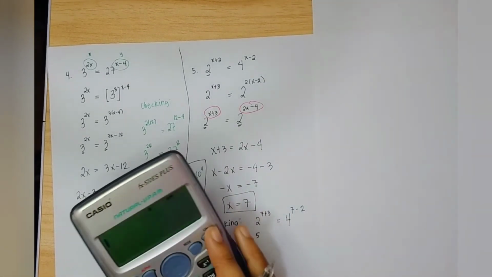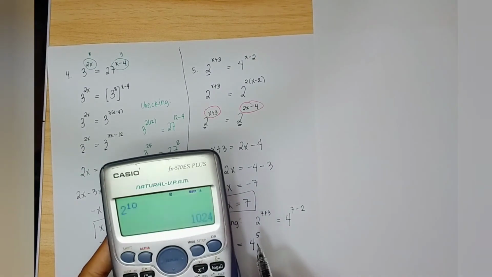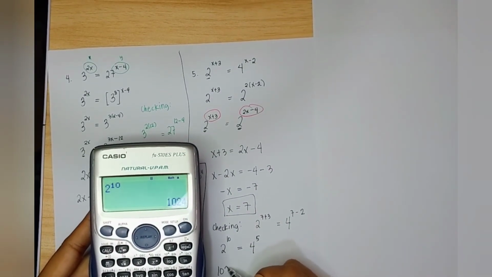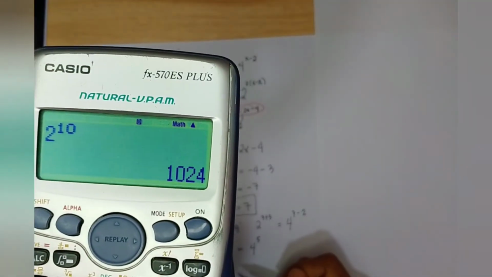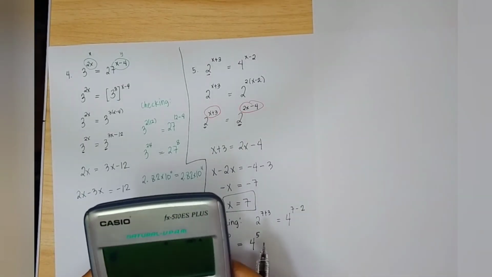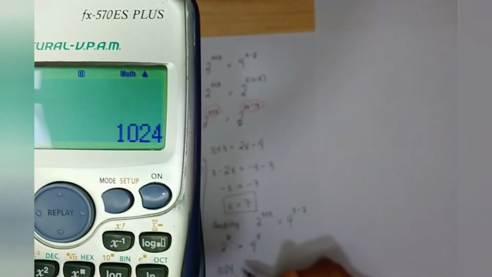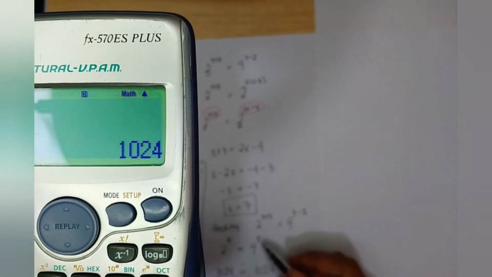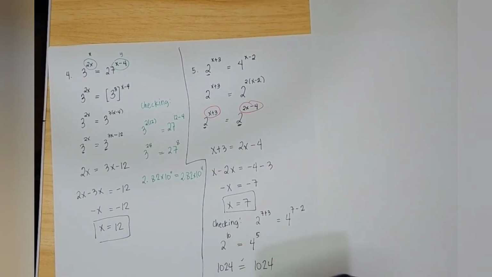So, let's solve this one in calculator. 2 raised to the power of 10 is 1024. Then we have 4 raised to the power of 5. That is 1024. That means, tama yung sagot natin.